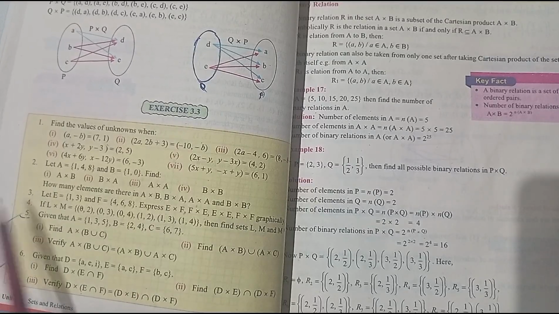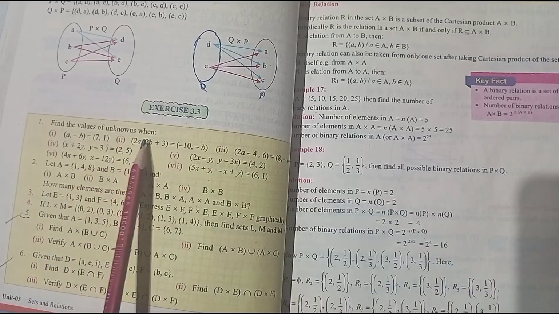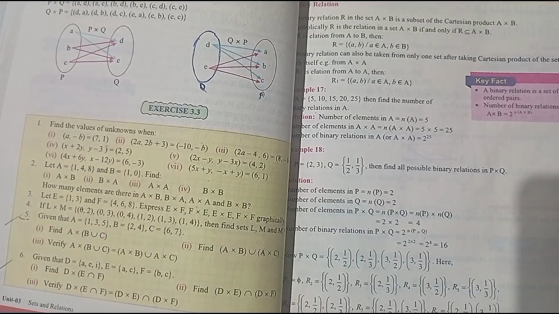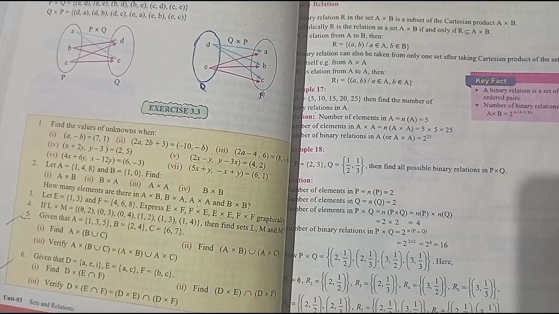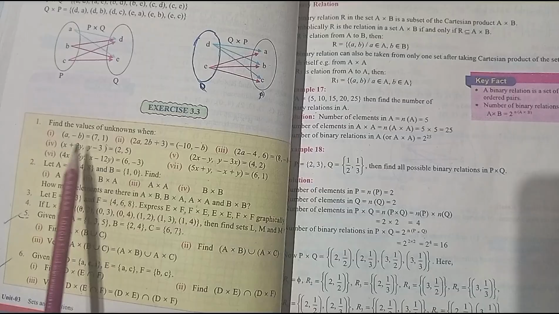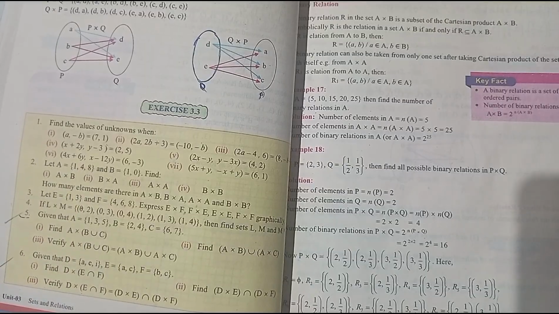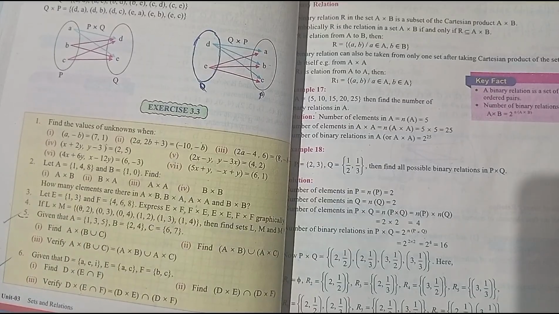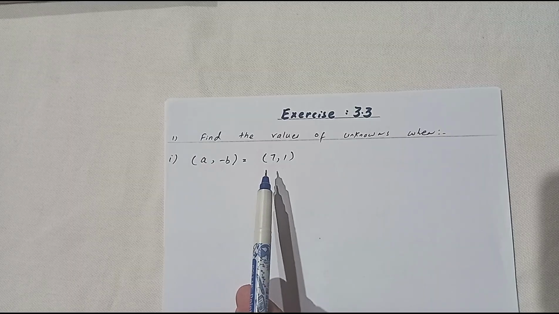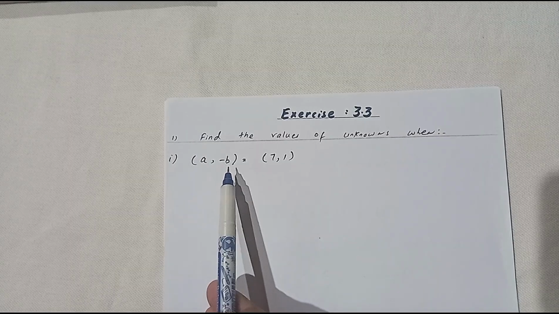Question number 1 is: find the value of the unknowns when two ordered pairs are equal to each other. Part 1: the elements of the first ordered pair are a and minus b, and the second are 7 and 1, and they are equal to each other. Then find the values of the unknowns a and b. If (a, -b) equals (7, 1), then find the values of a and b.